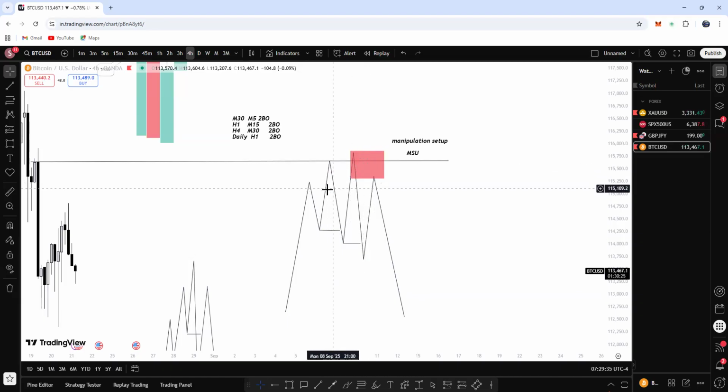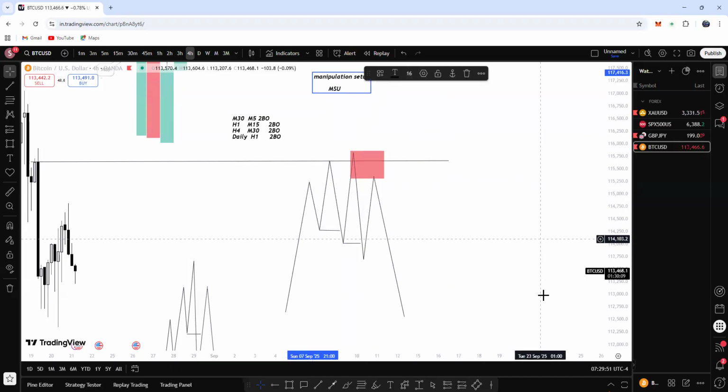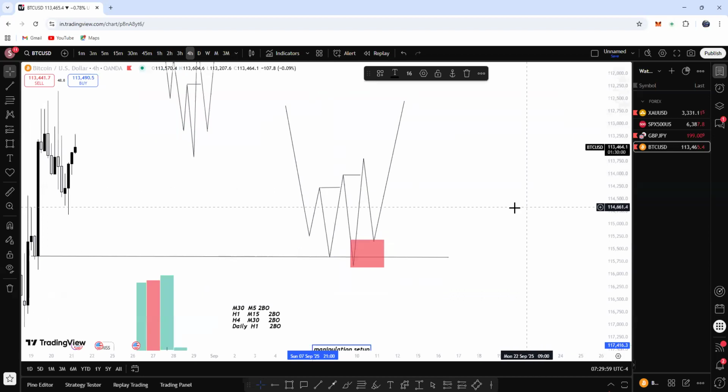This is what we mean by a manipulation setup. Take the low, take the high before finally moving. So now this is for the buy example, let me now show the sell example in that scale.